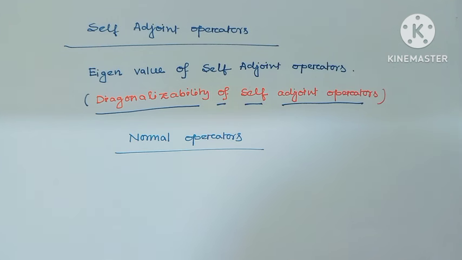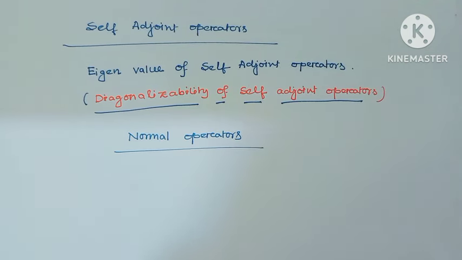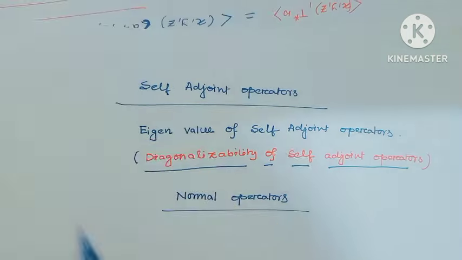Today's goal of this lecture. In my previous video I had seen what self-adjoint operators are, the properties of self-adjoint operators, and also the eigenvalues of self-adjoint operators. Today I will see the diagonalizability of self-adjoint operators. Then I will see what normal operators are. This is today's goal of this lecture.